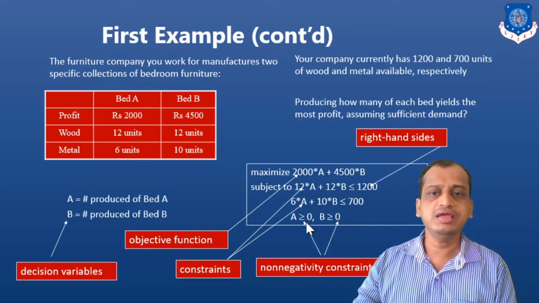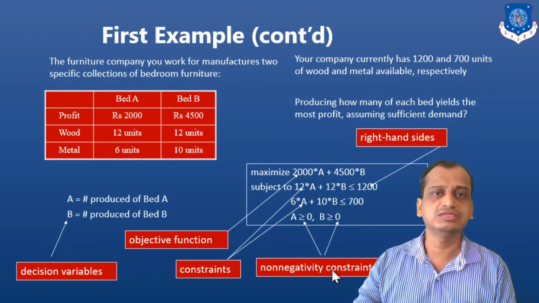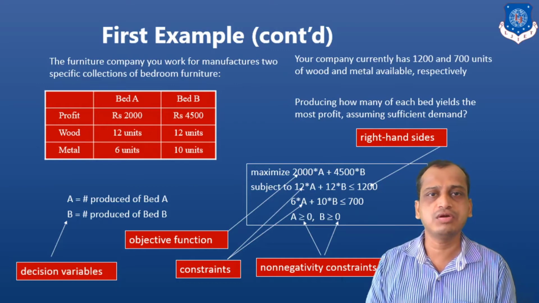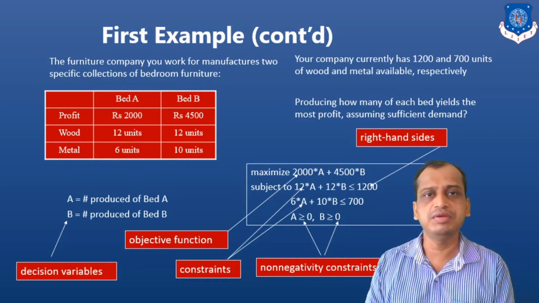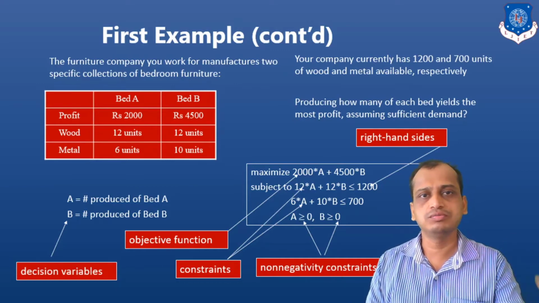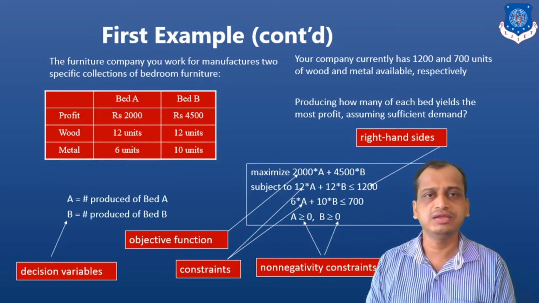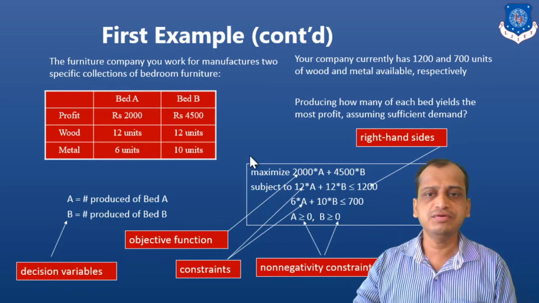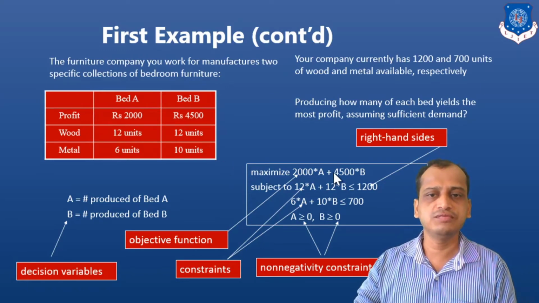So A is greater than equal to 0 and B is greater than equal to 0. This is the non-negativity constraint. Obviously, if you talk about the number of bed A and bed B to be manufactured, they can be 0 or positive, right? They cannot go negative. That is our constraint as well. So how many do we have here? We have formulated the objective function, right? We have three constraints. First was the wood constraint, metal constraint, and finally the non-negativity constraint.